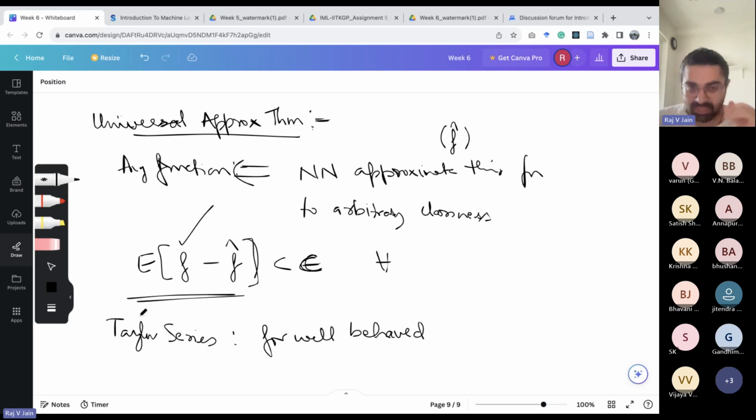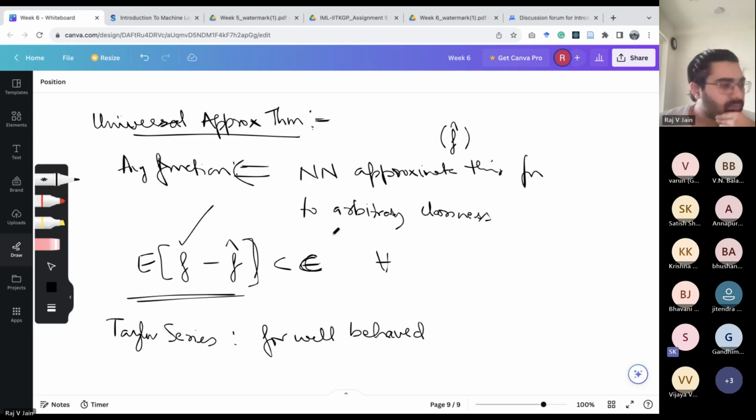But yes, so this is the thing. Taylor series is for well-behaved functions only, whereas this theorem tells you that neural networks can do it for any function in the world. Can I comment here? Go ahead.